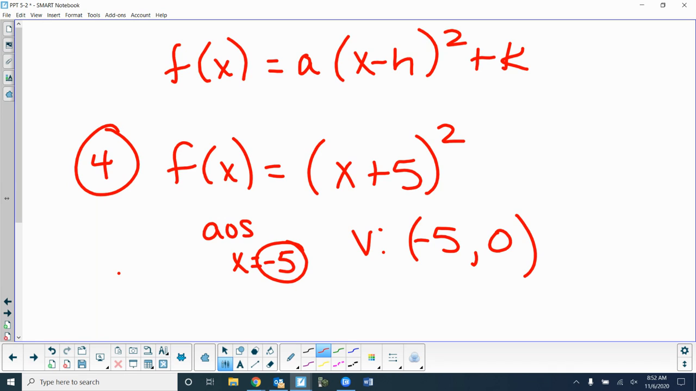Number 6, you got it going up because your a value was positive. X equals 3/2 is the axis of symmetry. 3/2, -1/4 is the vertex. Sometimes you get fractions, that's okay. 0, 2 is my y-intercept. And then again, graph it. Number 7, it goes down because my a value is negative. X equals 2 is my axis of symmetry. 2, 3 is the vertex. 0, -1 is the y-intercept. And graph. Any of those you want me to go over for you?